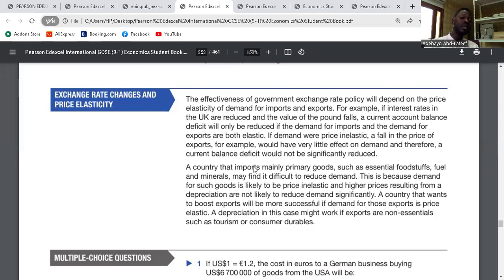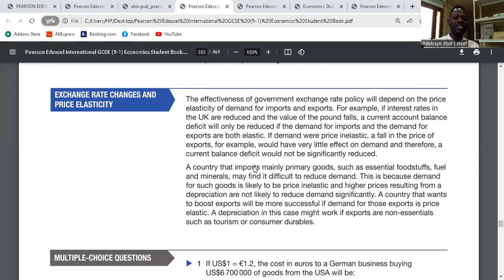So, a country that imports primary goods, which are essential, the demand for those essential goods is always price inelastic. No matter what the price is, consumers will still buy. That is the point they are making here. So if they depreciate the value of the currency, it will not affect such goods because no matter what the price is, it's still inelastic. Do you get the point there?